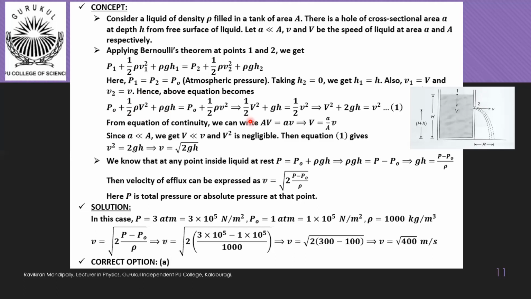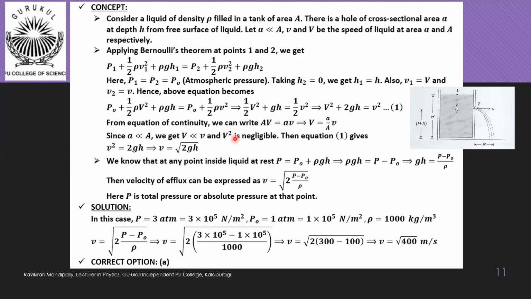Now we apply the equation of continuity at points 1 and 2. There we get capital A into capital V is equal to small a into small v. That implies capital V is equal to small a by capital A into small v. Since small a is much less than capital A, capital V becomes much smaller than small v. And since capital V is much smaller, capital V square would be negligible, and the above equation becomes small v square is equal to 2 g h, or v is equal to root 2 g h.